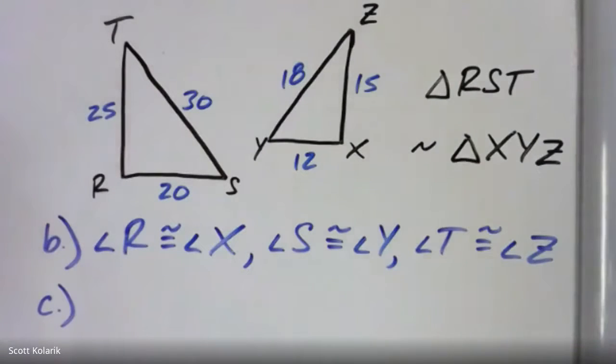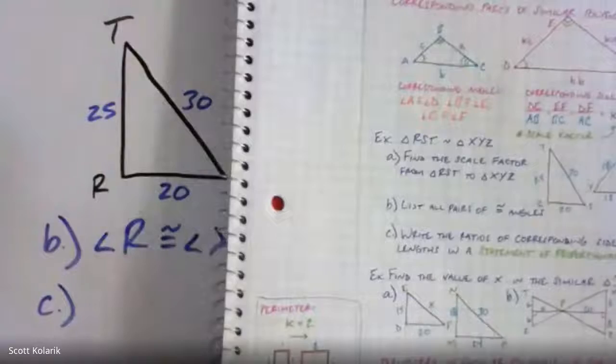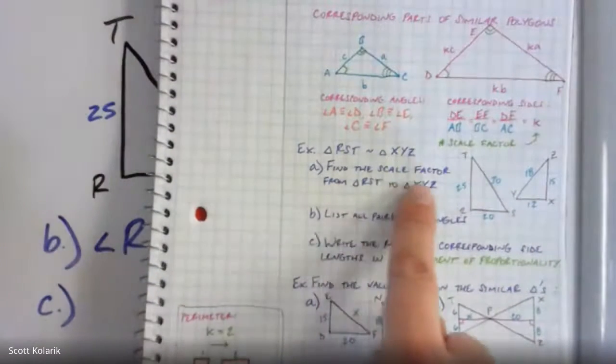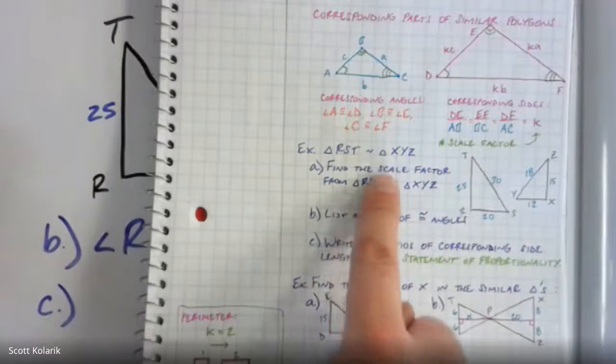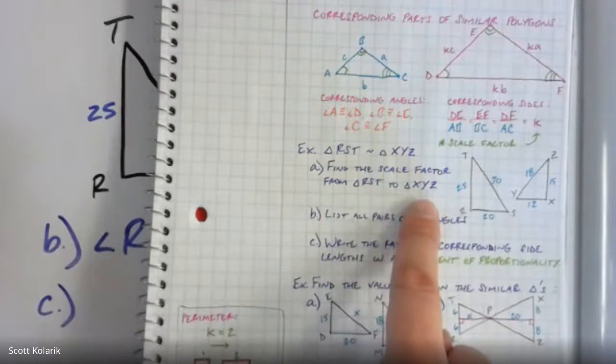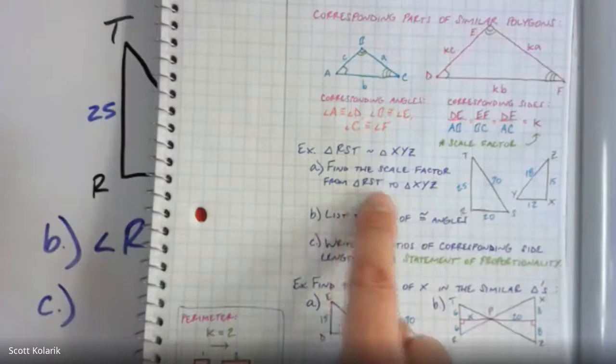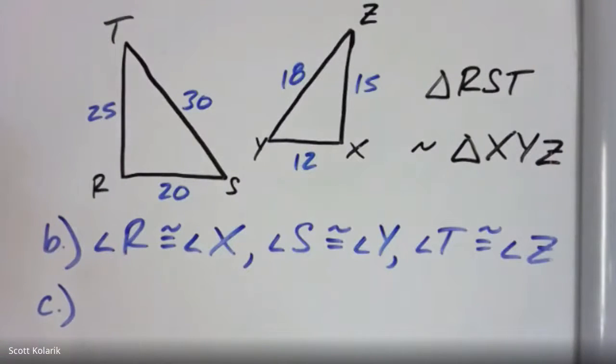The other piece to be aware of is to keep some uniformity throughout this example, referencing back what was said in part A. Let me show the notes page really fast so I can point it out. Right here in part A, notice that it says find the scale factor from RST to XYZ. That order matters because it tells me this is the original and this is the image. That will matter particularly when we come back to solving for what K is. Might as well keep that uniform for part C.